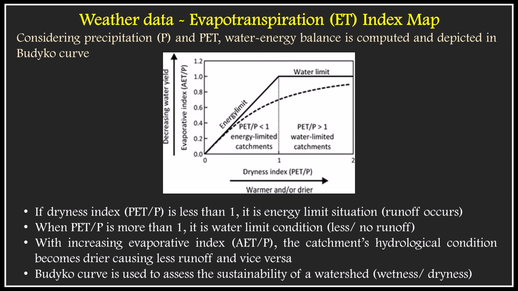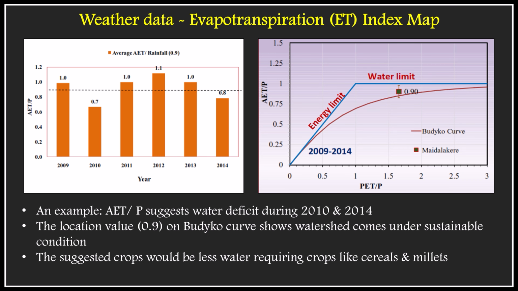Next step in the evapotranspiration presentation is preparation of ET index map. The index map is prepared considering precipitation and potential evapotranspiration, and water energy balance is computed and depicted in Budyko curve. If dryness index is less than 1, runoff can take place. Here is an example. If you look at the actual evapotranspiration, 2010 and 2014 were water deficit years, and the suggested crops are less water requiring crops like cereals and millets.